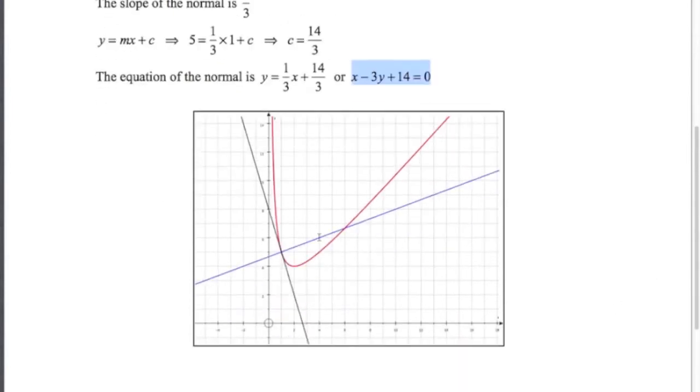Here's a picture. Here's the curve, x plus 4 over x, that's the red line. There's the tangent there in green, and there's the normal in blue.